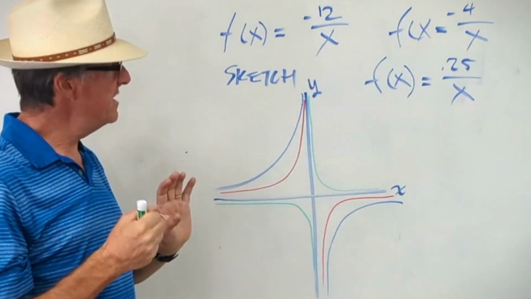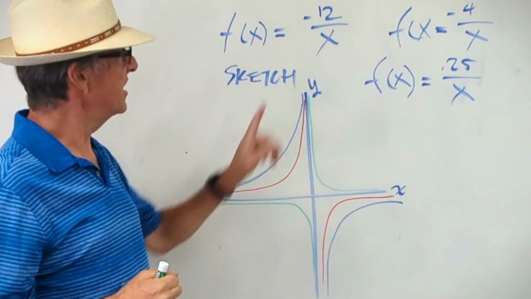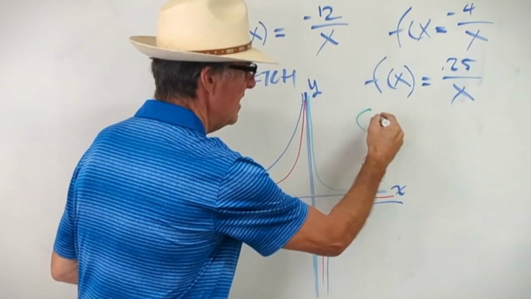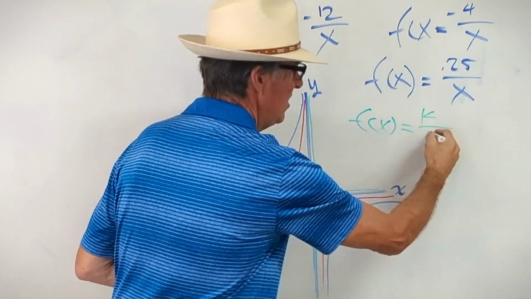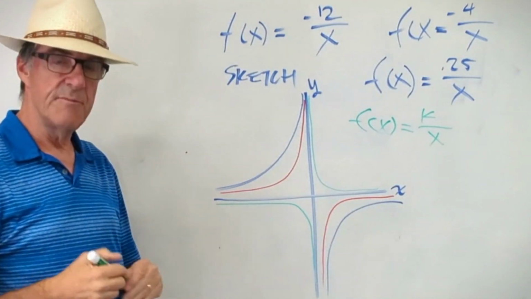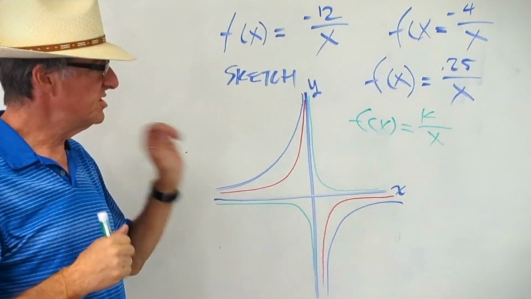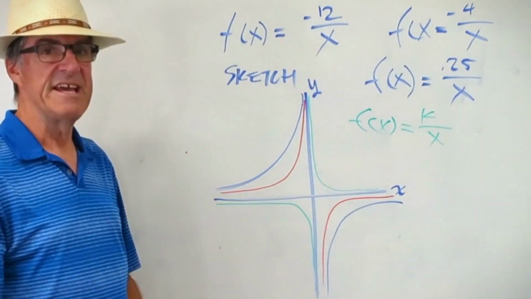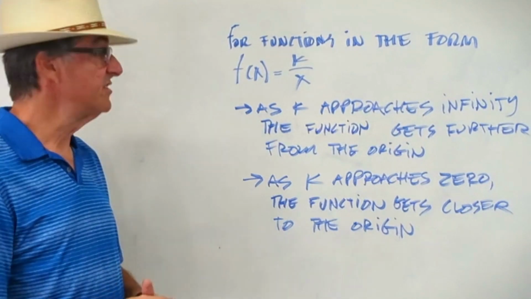So think for a minute if you could write a description of what the k does. Remember, we have a graph, a function in the form of f of x equals k over x. So take a minute and see if you could write a really concise little mathematical statement about what k does. Here you go. A little wordy, but it captures the essence of it.